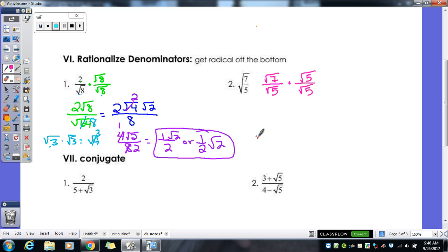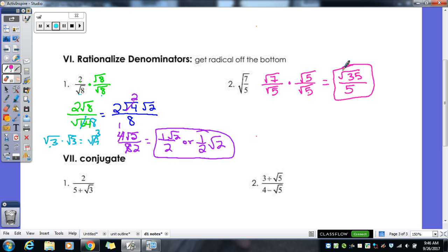Which means I'm going to multiply top and bottom times that square root of 5, because that was the number in the denominator that we're trying to get rid of. So for the top, 7 times 5 would give me the square root of 35. And as I was just saying, radical 5 times radical 5 gives us just what? 5. And then I can't divide those.